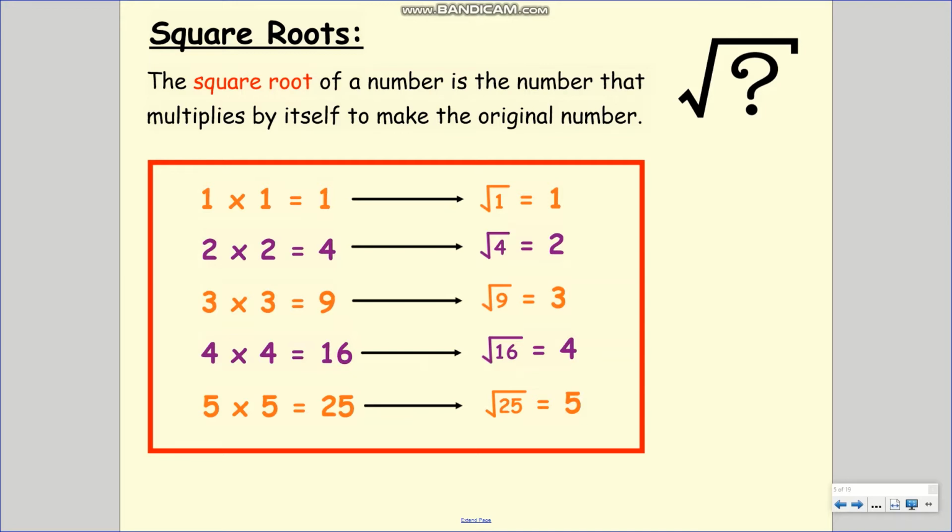Square roots are similar. The square root of a number is the number that multiplies by itself to make the original number. Okay, so 1 times 1 is 1, therefore the square root of 1 is 1. 2 times 2 is 4, so the square root of 4 is 2. 3 times 3 is 9, so the square root of 9 is 3. 4 times 4 is 16, so the square root of 16 is 4. And 5 times 5 is 25, so the square root of 25 is 5. Okay, the square root of 36 is 6. The square root of 49 is 7. The square root of 64 is 8. The square root of 81 is 9. And the square root of 100 is 10.